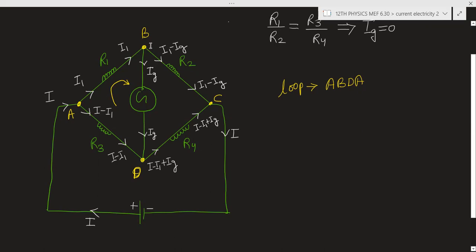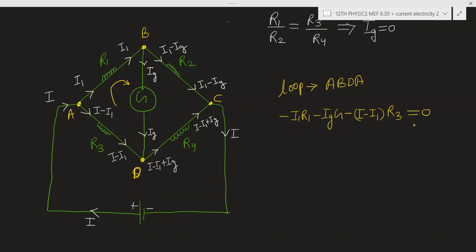So I am moving from A to B. From A to B, when you move, you will write minus I1 into R1 because you are moving in the direction of current. From B to D, you will write minus IG into G. And from D to A, you will write minus (I minus I1) into R3. This is the voltage drop here, this is the voltage drop here, and this is the voltage drop here. And all the voltage drops are equal to zero.